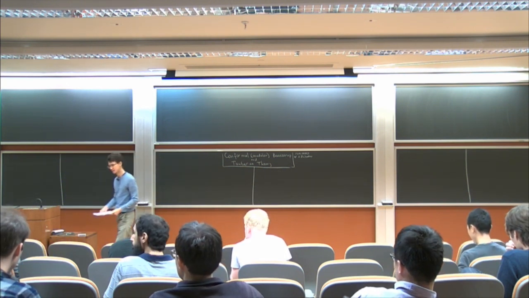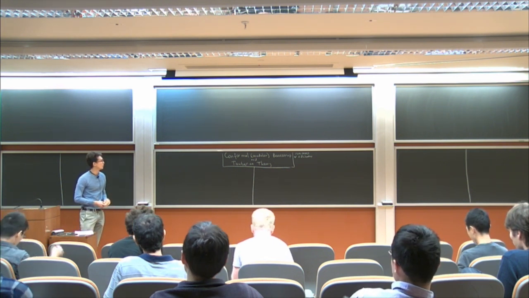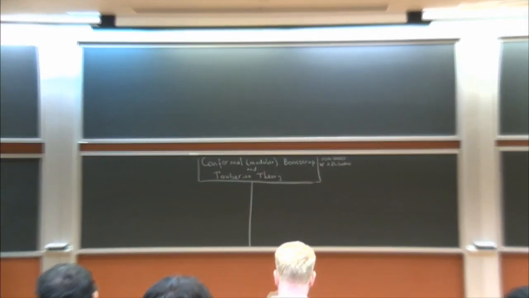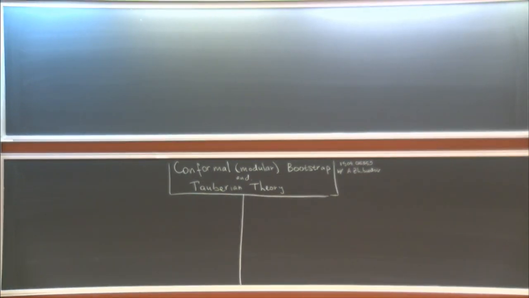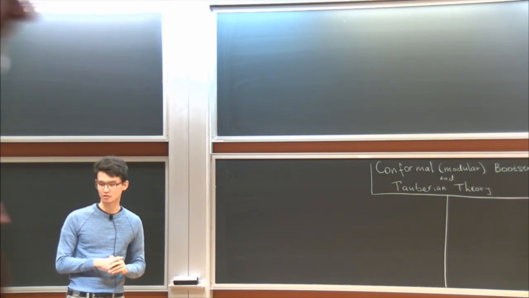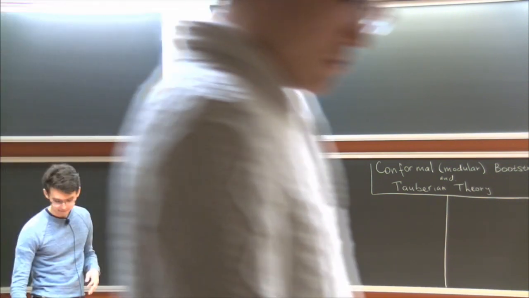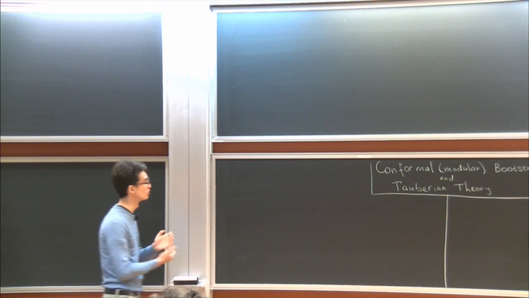So my topic is conformal bootstrap and Tauberian theory. I will mostly speak about modular bootstrap today, but in principle, this story is more general. In conformal bootstrap, we are exploring conformal field theories by imposing some set of very general constraints, like crossing, unitarity, and symmetries, trying to see what it tells us about conformal field theory.